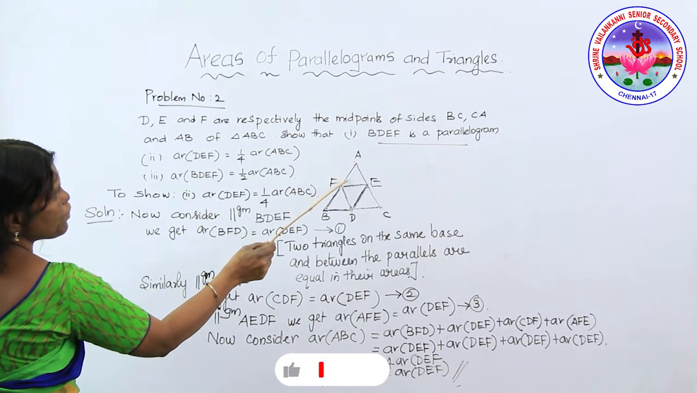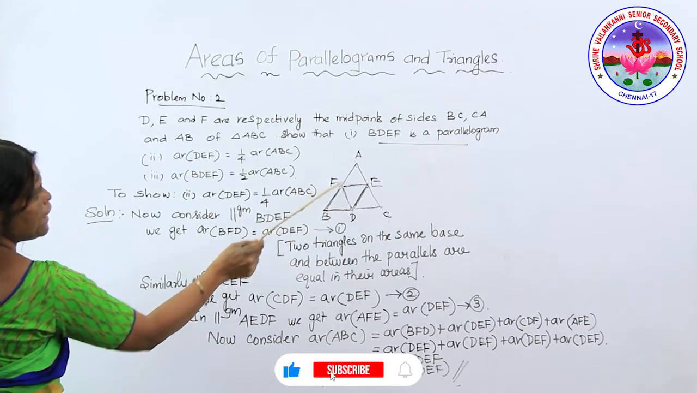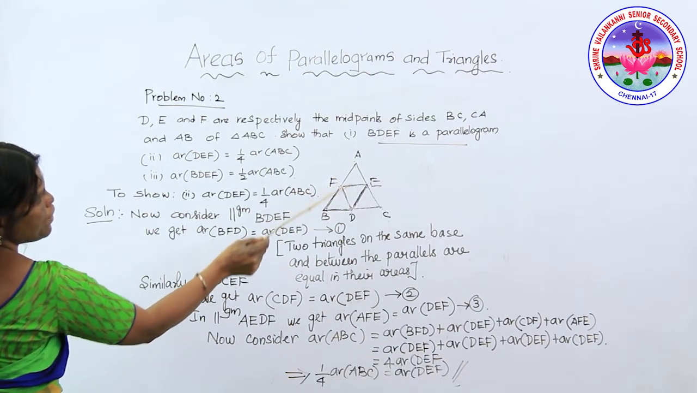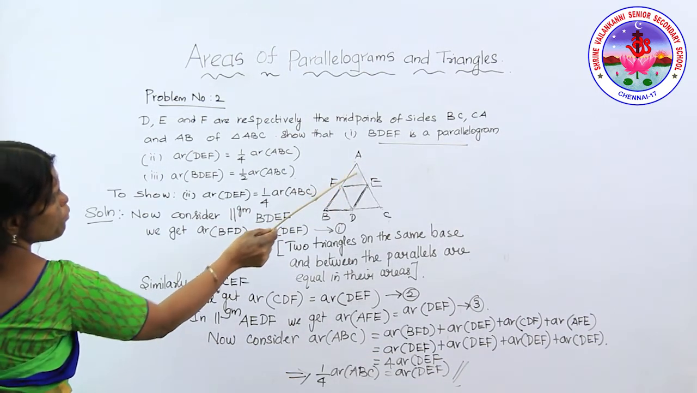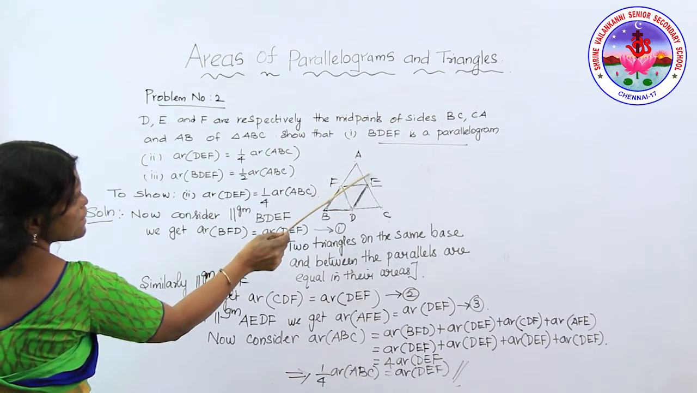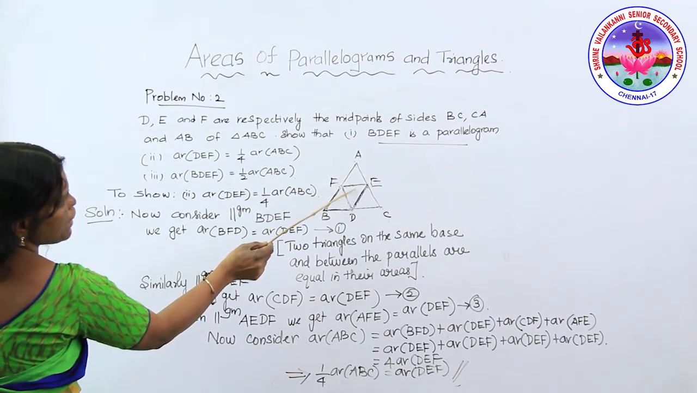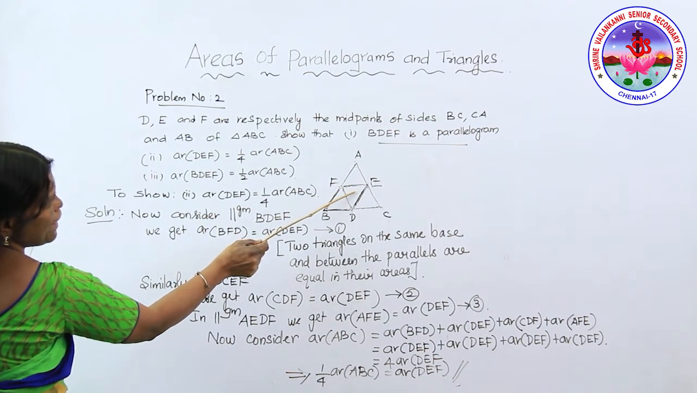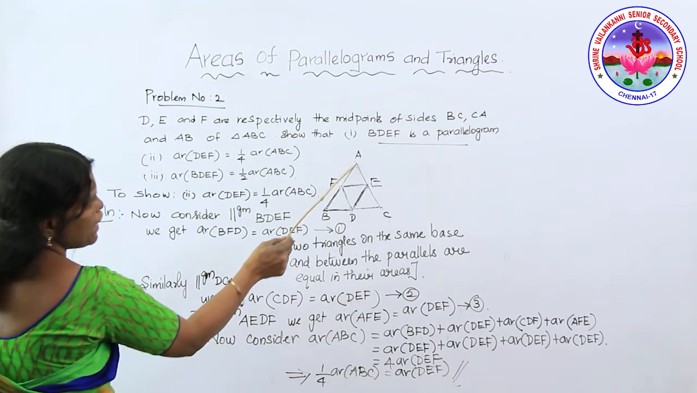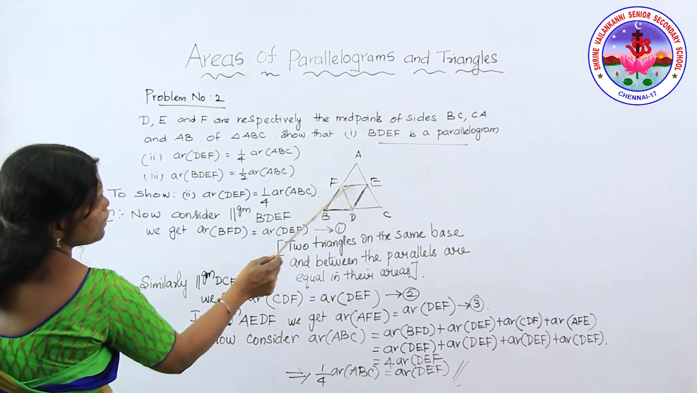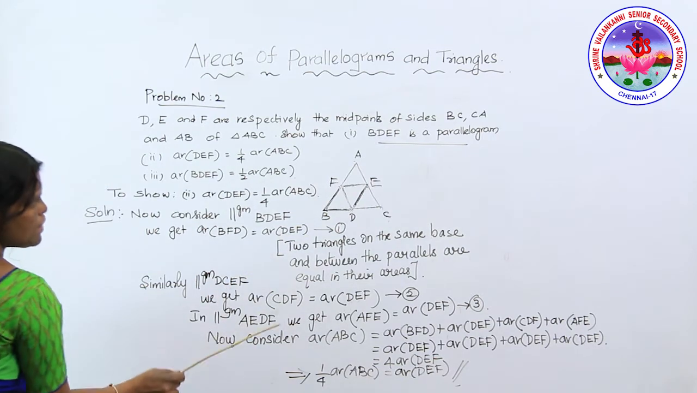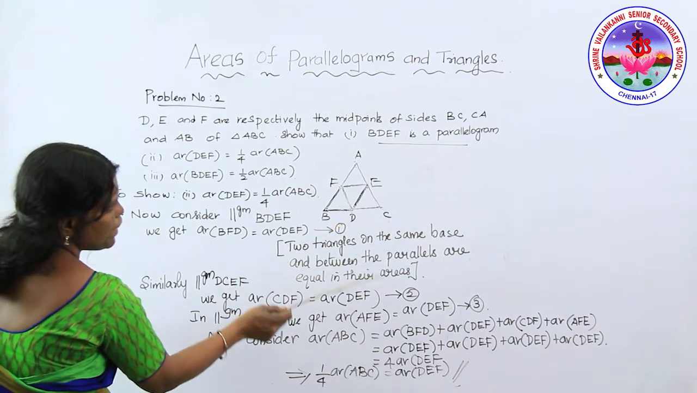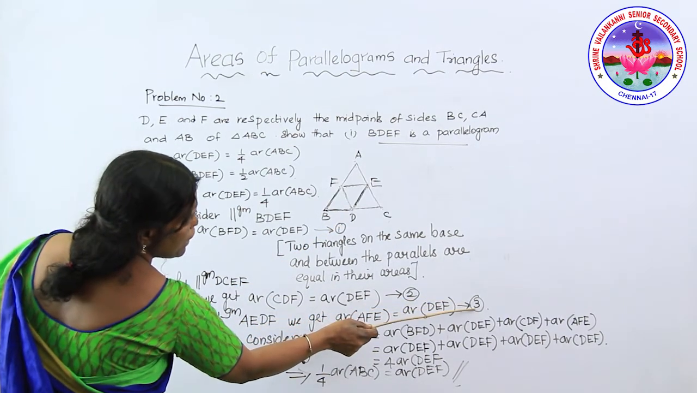Now we go for this one, AEDF. Similarly here, AE and DF, we can say that one pair of opposite sides are parallel and equal. We get this as a parallelogram. So the two triangles which are on the same base and lie between the parallels are equal in their area. So I am writing area of AFE is equal to area of DEF. Now we call the first one equation 1, second one equation 2, third one equation 3.